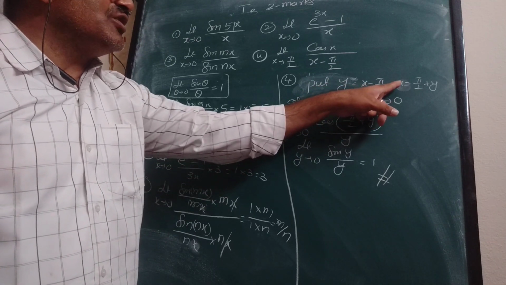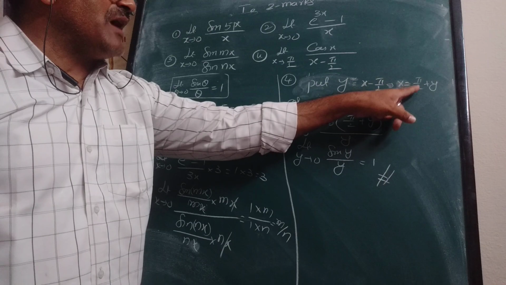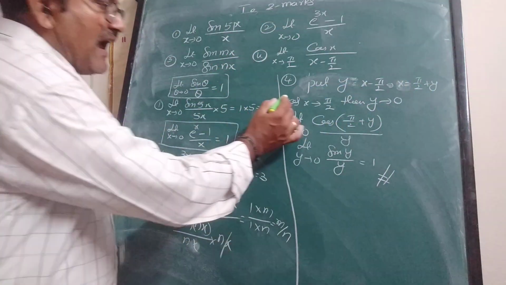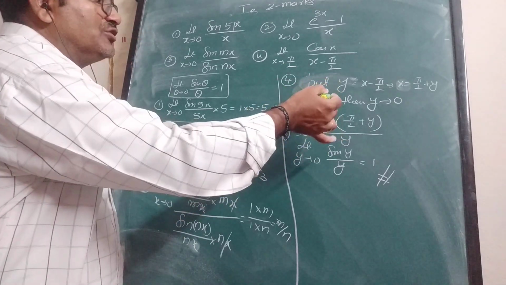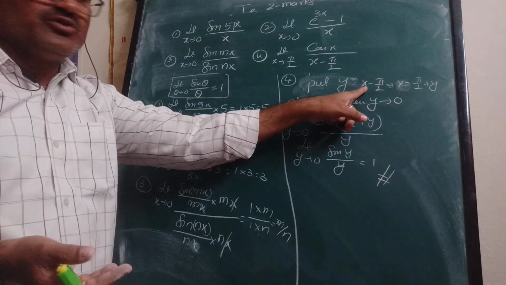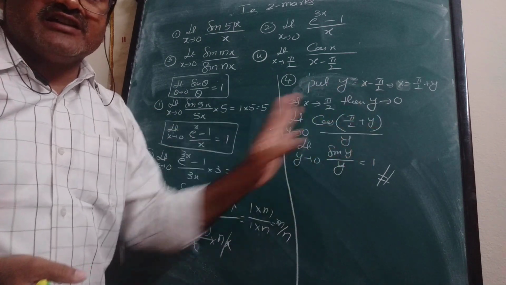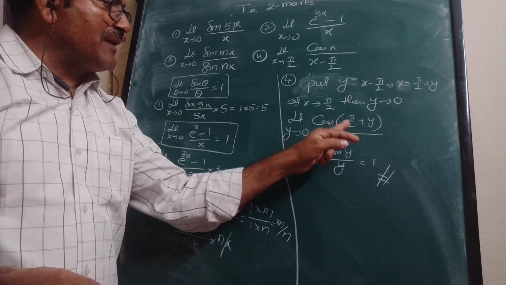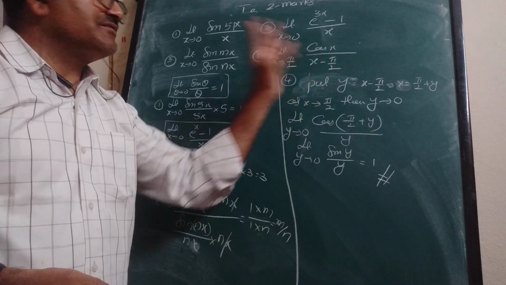Put the value, then x value is pi by 2 plus y we can write. Wherever x is there, you go for that. As x tends to pi by 2, then y goes to, just the substitution, x is pi by 2 minus pi by 2, that y value goes to 0. So limit y tends to 0 cos of pi by 2 plus y divided by y.